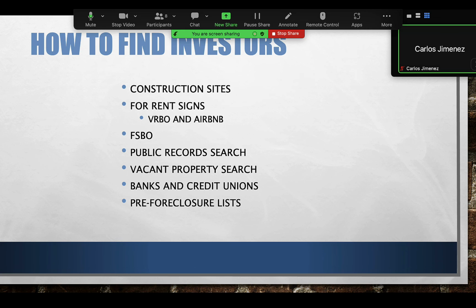For sale by owners, right? A lot of investors will try to sell their house for sale by owner, especially because they've had success with it over the past 5 years. Although we all know it's much more challenging today to sell a house for sale by owner than it was 5 years ago. Public records search. What I look for in a public records search is vacant properties, or non-owner occupied properties.